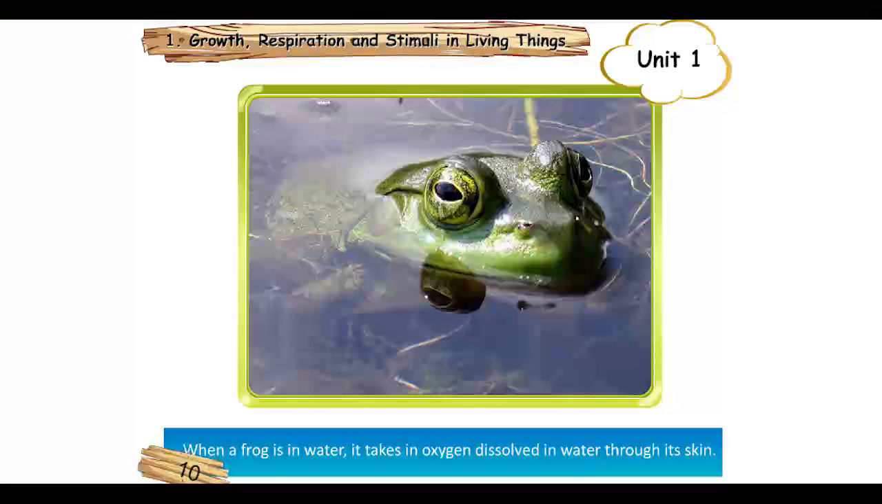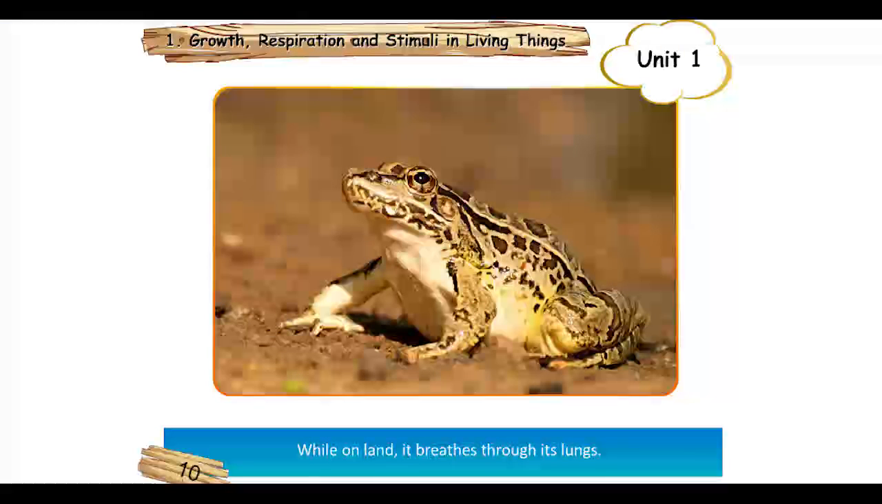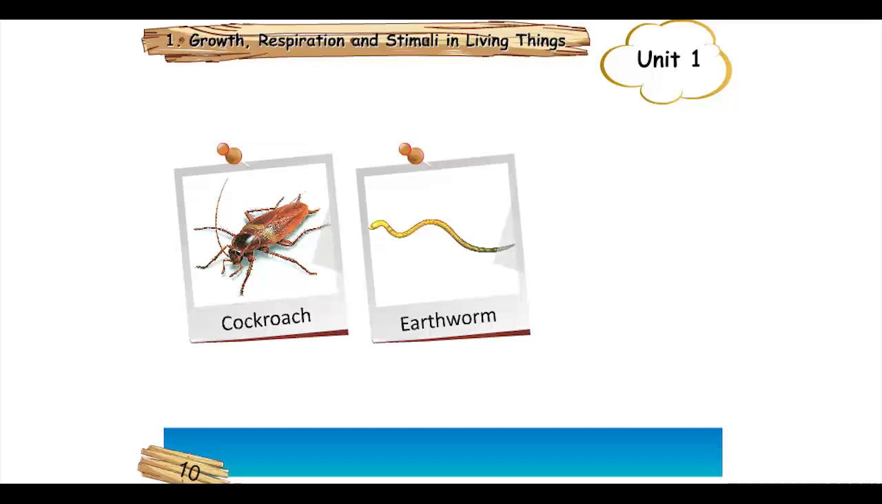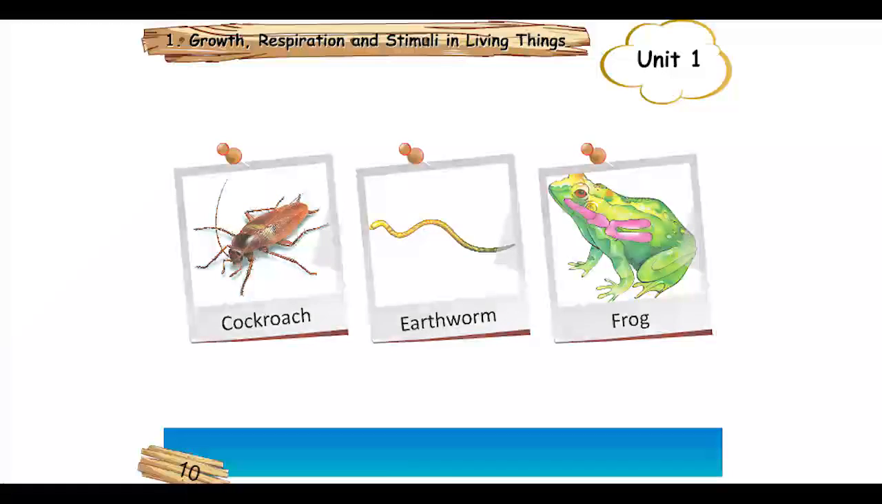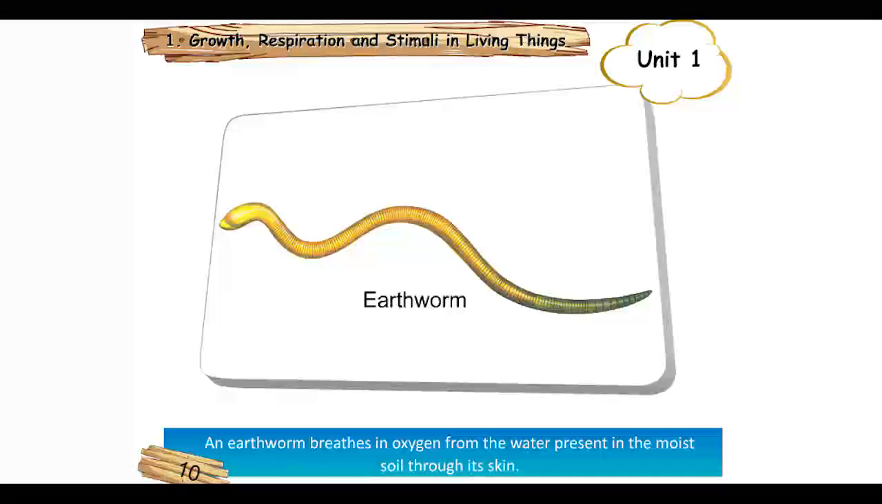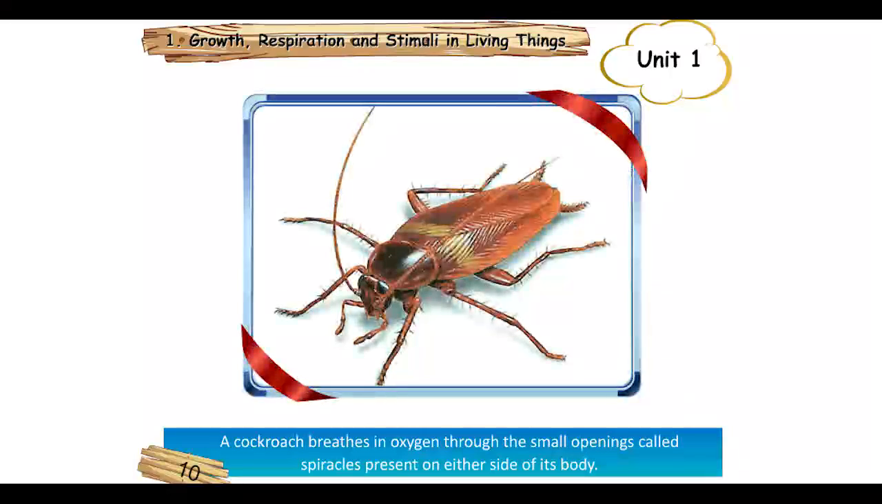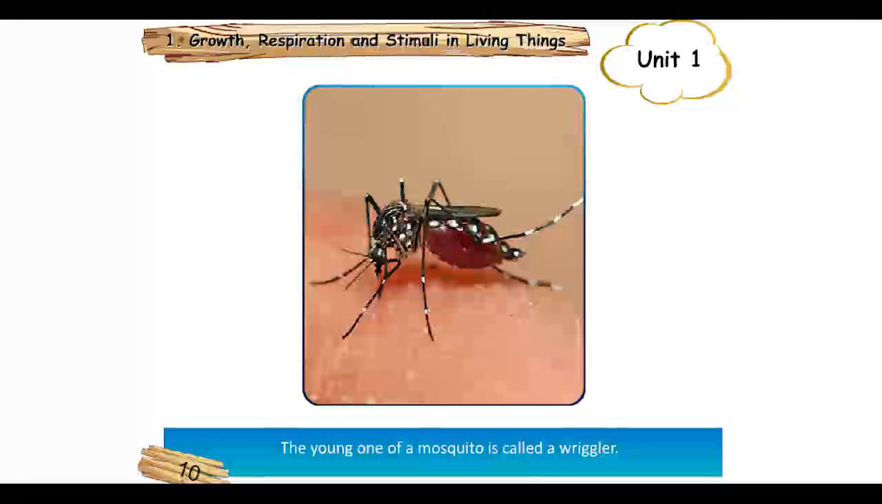Animals like frogs carry on respiration through skin and lungs. When a frog is in water, it takes in oxygen dissolved in water through its skin. While on land, it breathes through its lungs. Cockroach, earthworm, frog. An earthworm breathes in oxygen from the water present in the moist soil through its skin.